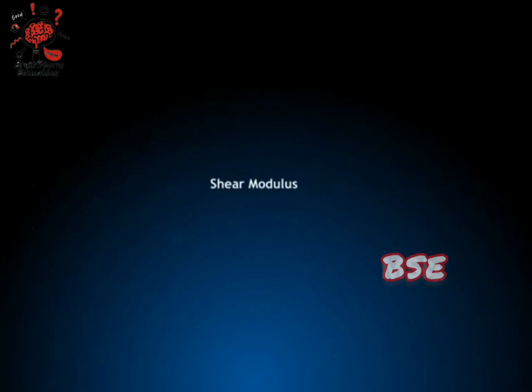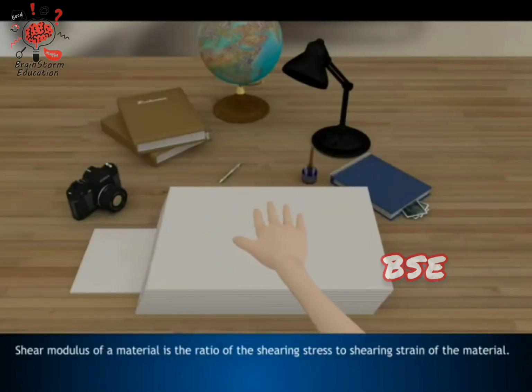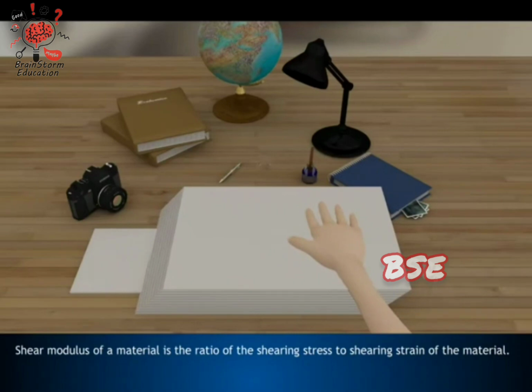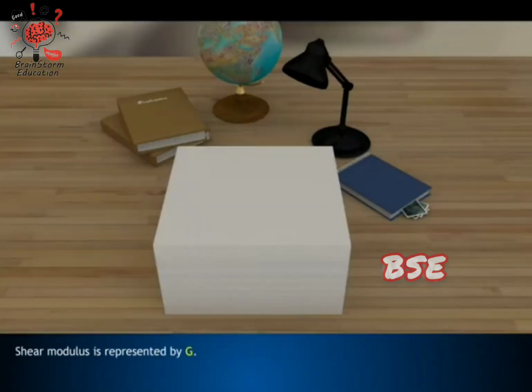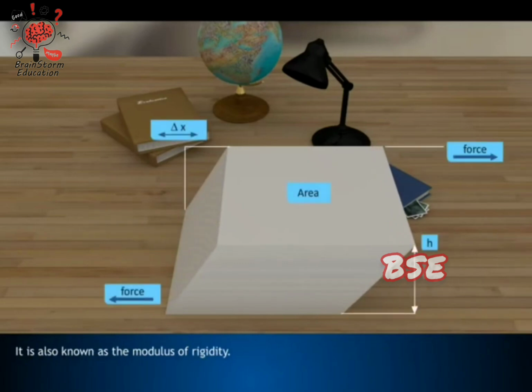Shear modulus. Shear modulus of a material is the ratio of the shearing stress to shearing strain of the material. Shear modulus is represented by G. It is also known as the modulus of rigidity.